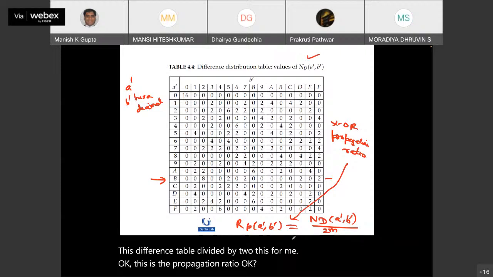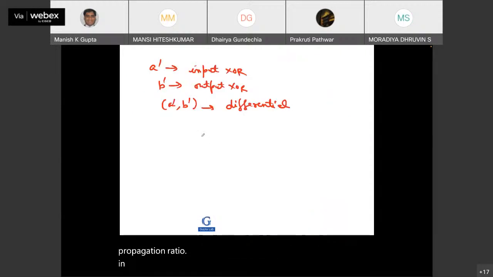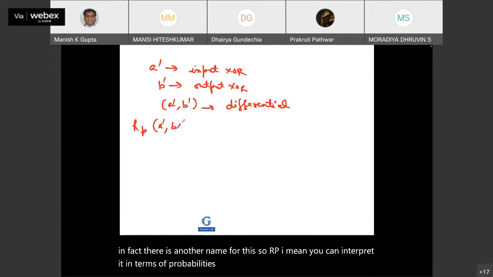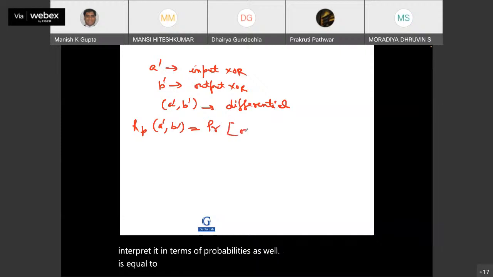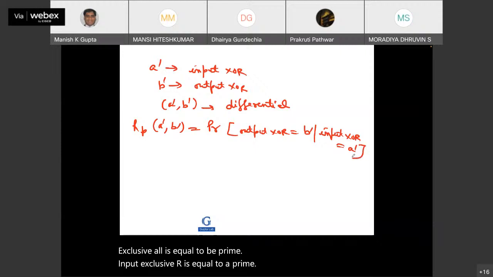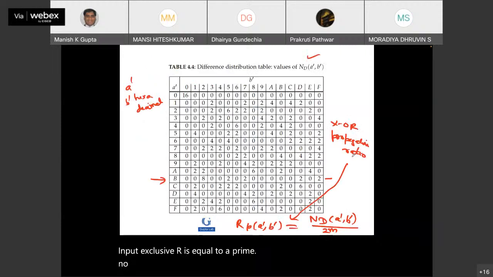This is the propagation ratio for the differential A prime B prime. You can also interpret it in terms of probabilities: RP is equal to the probability that the output exclusive OR is equal to B prime, conditioned on the input exclusive OR being equal to A prime. Now these are the individual entries.